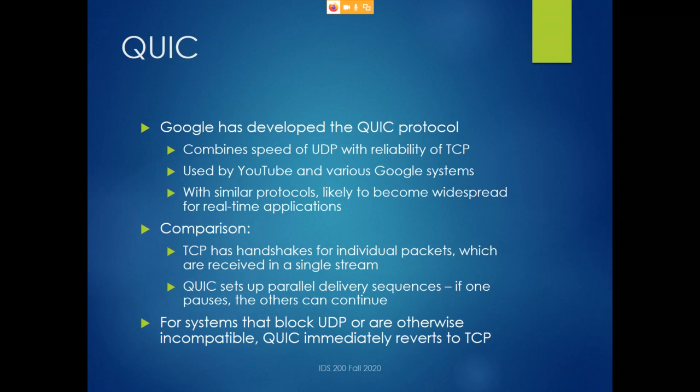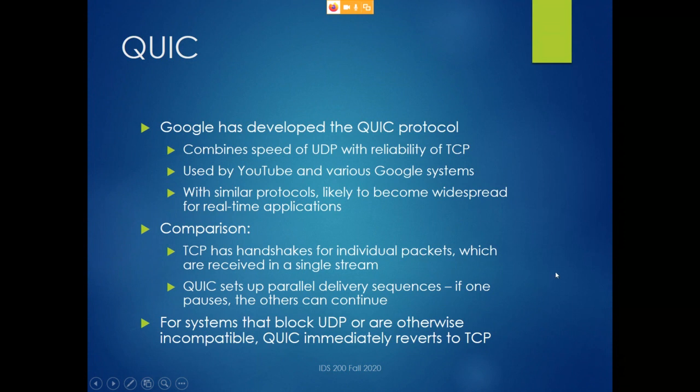But still, it's a little different. It's kind of weird. So there's some reliability checks built in. And it's used by YouTube for some traffic. It's also used internally by a lot of Google systems. And eventually, there'll probably be some similar protocols down the line that are probably going to become widespread for a lot of real-time applications. So essentially, here's the comparison.